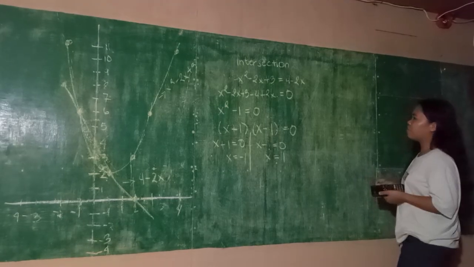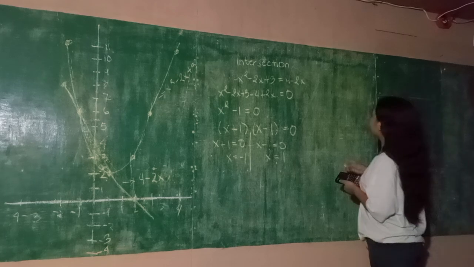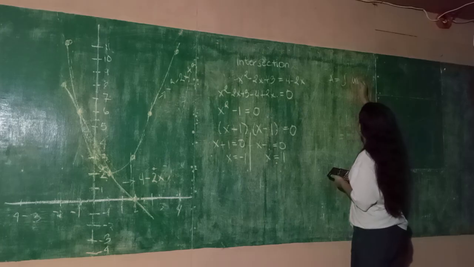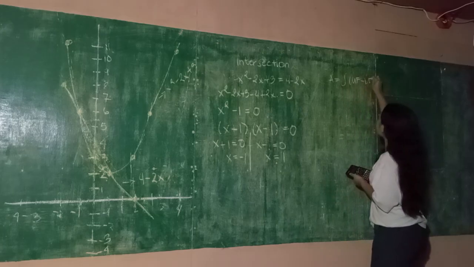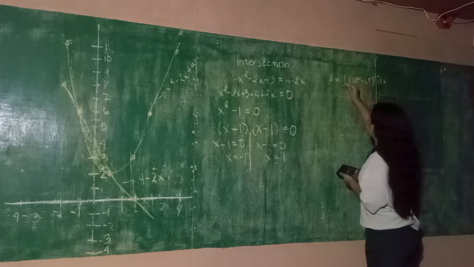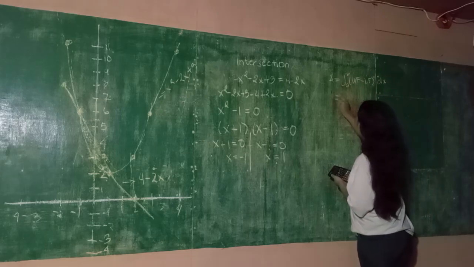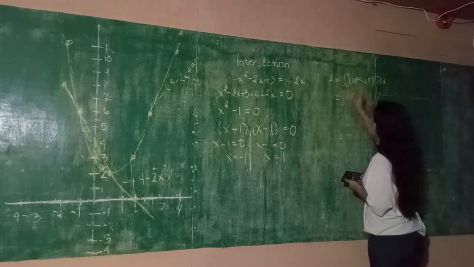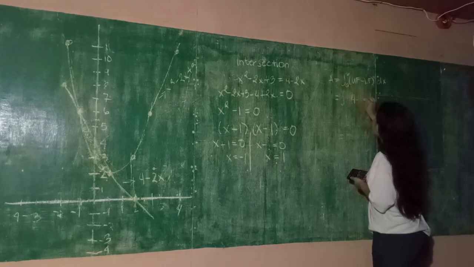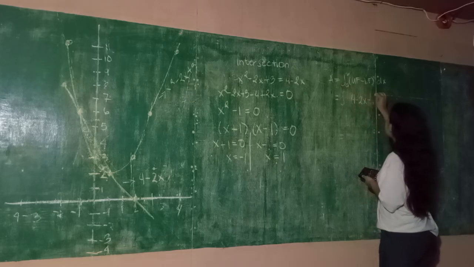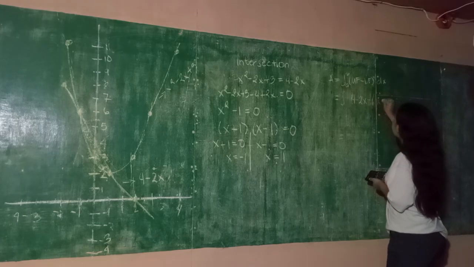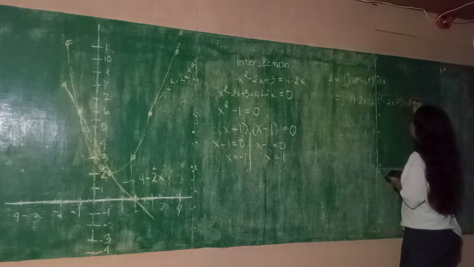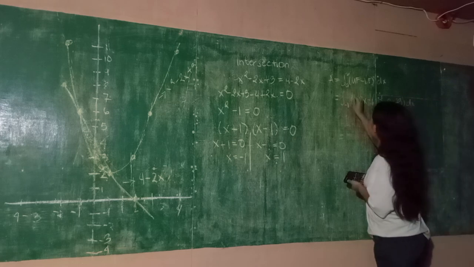And now we're going to solve for the area. As for the formula, it is a equal to integral of upper function minus the lower function dx integrated from a to b. And then we're going to substitute our upper and lower function. So it will become integral of 4 minus 2x minus the lower function x squared minus 2x plus 3 dx integrated from negative 1 to 1.